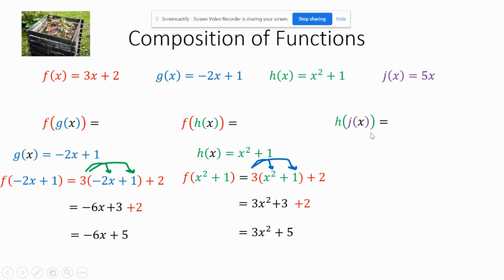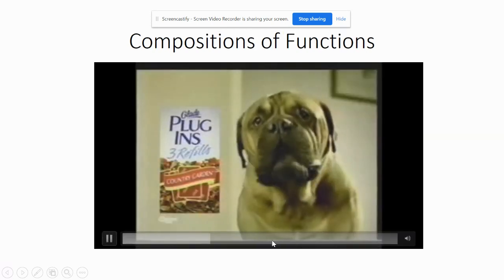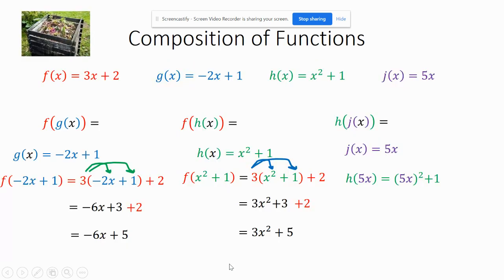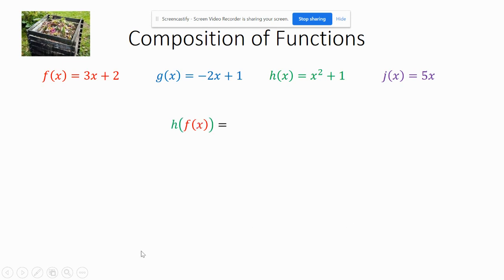And the same thing over here, this other one. I notice this time I have the h function. I'm going to put the j function inside the h one. So I make the parentheses a little larger, not quite as big, since j of x is kind of small because it's just a 5x. And I plug it in. So I'm going to take this 5x times 5x. Now remember, that's 25x squared. And then I still have the plus 1. And that's my answer, 25x squared plus 1.